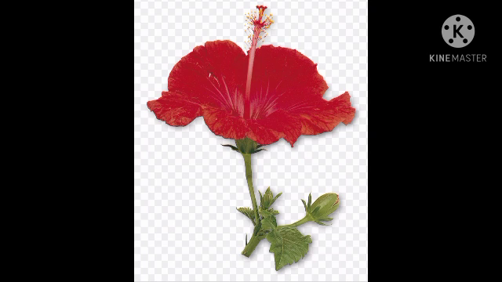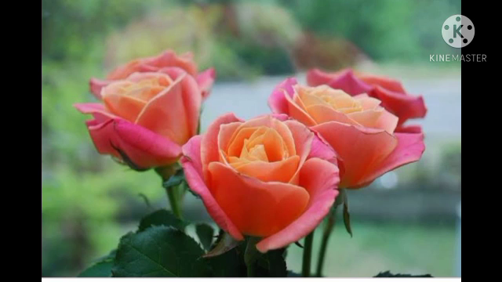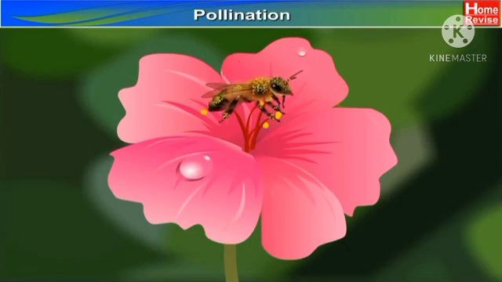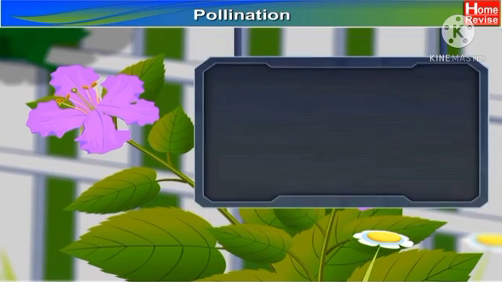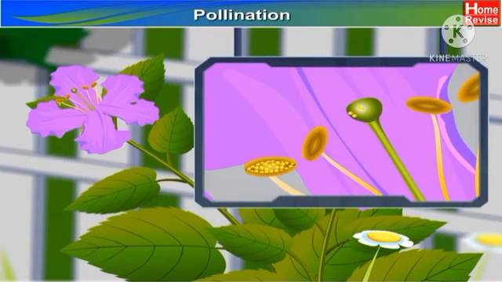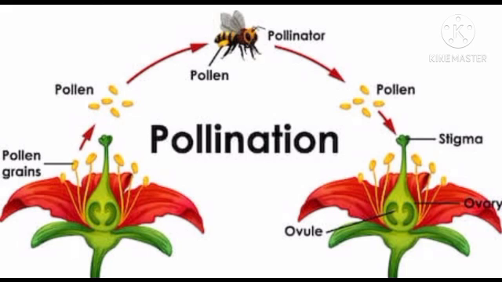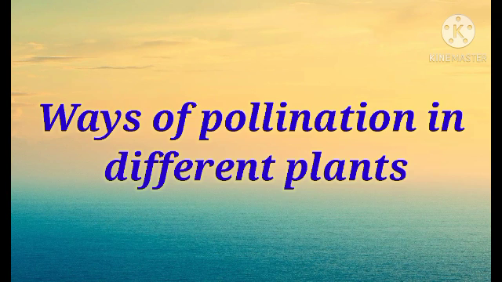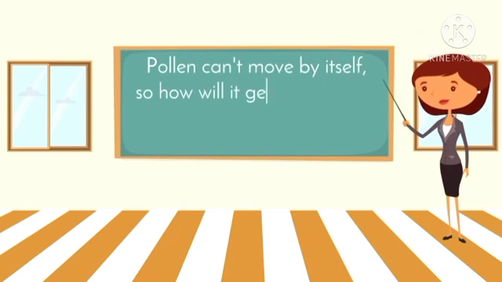Petals attract insects and are usually the reason we love flowers. So what is pollination? The process of transfer of pollen grains from anther to stigma is called pollination. Now we are going to learn about ways of pollination in different plants. Pollen can't move by itself. So, how will it get to the pistil? It is through pollinators.